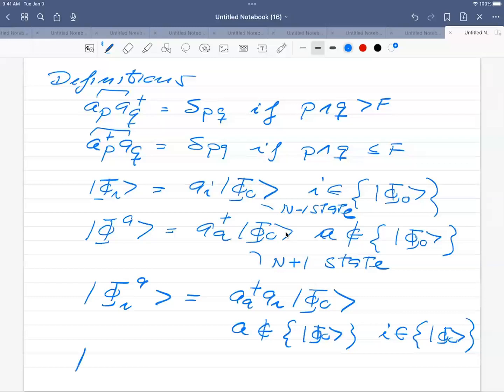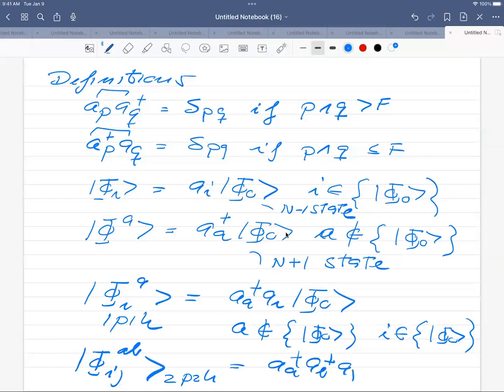Then the last case, then we can make it more complicated. So this is an n particle state, and we normally call this a one particle, one hole excitation. This is a two particle, two hole excitation, and that was given by a_a^†, a_b^†, a_j, and a_i. Let me just do it properly here, acting on the new vacuum state.